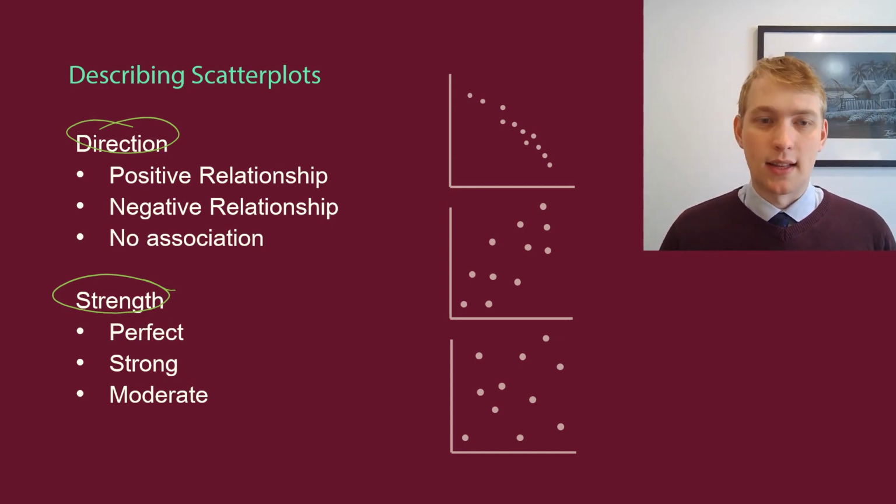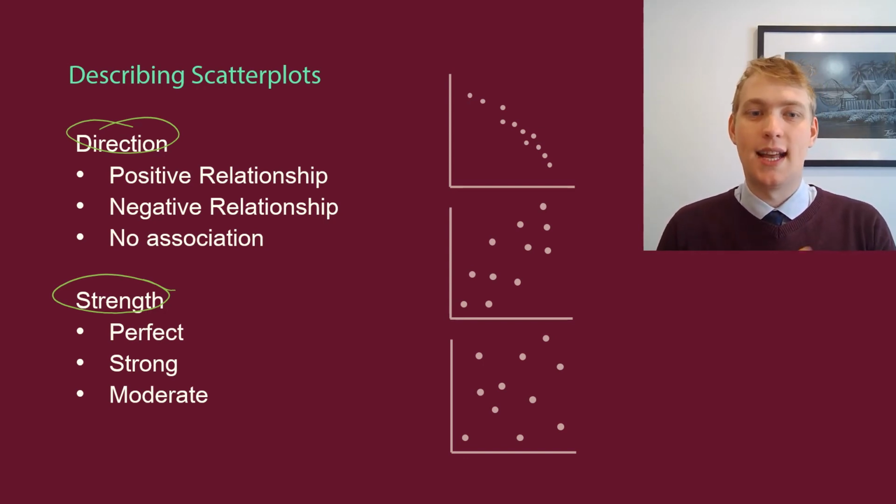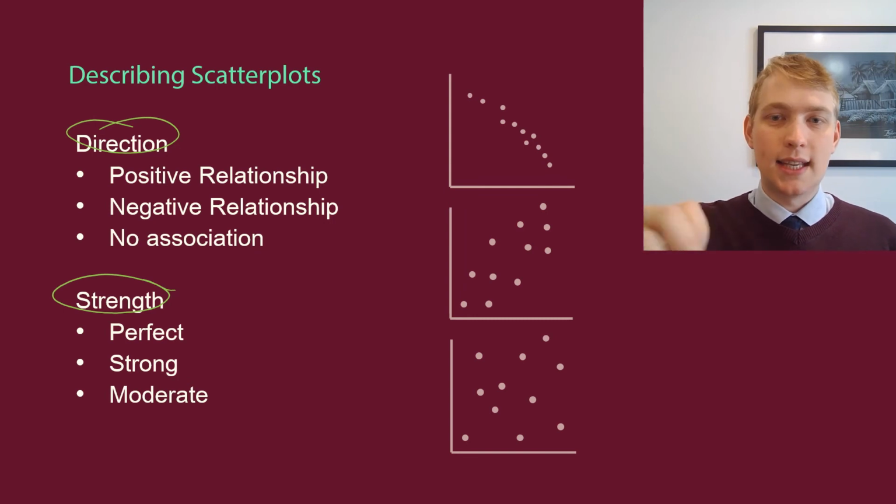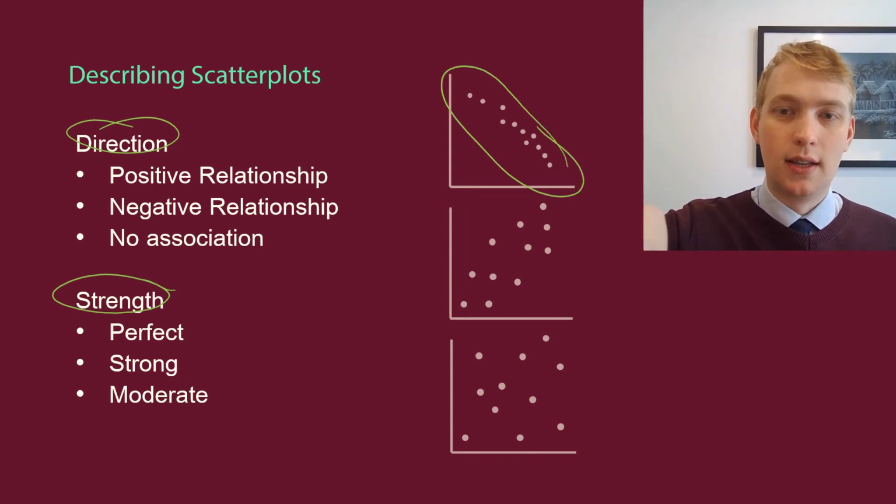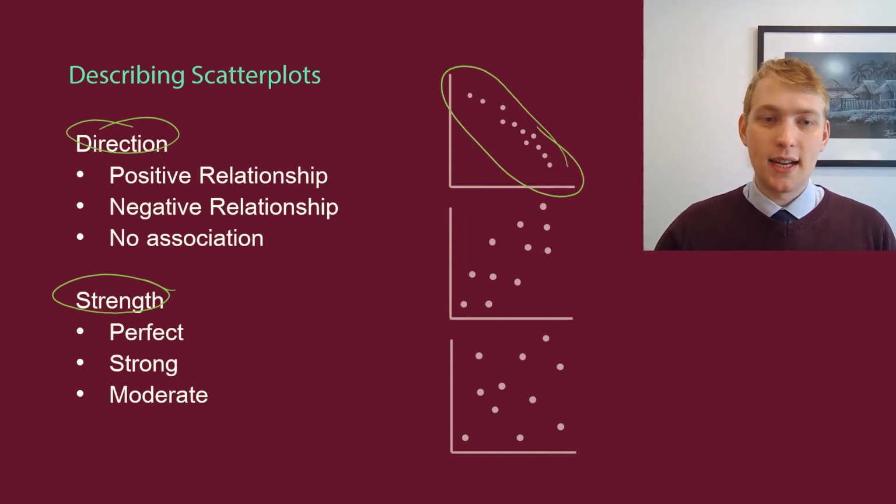Then we have the strength. So the strength is talking about how close, how bunched up our data is and how spread out it is. So data with really high strength is going to be as close together as possible. So an exact line, or following the line of best fit, is going to be perfect strength. You can see here that this one here is very strong. They aren't making an exact line, so they're not quite perfect, but it's very strong data.